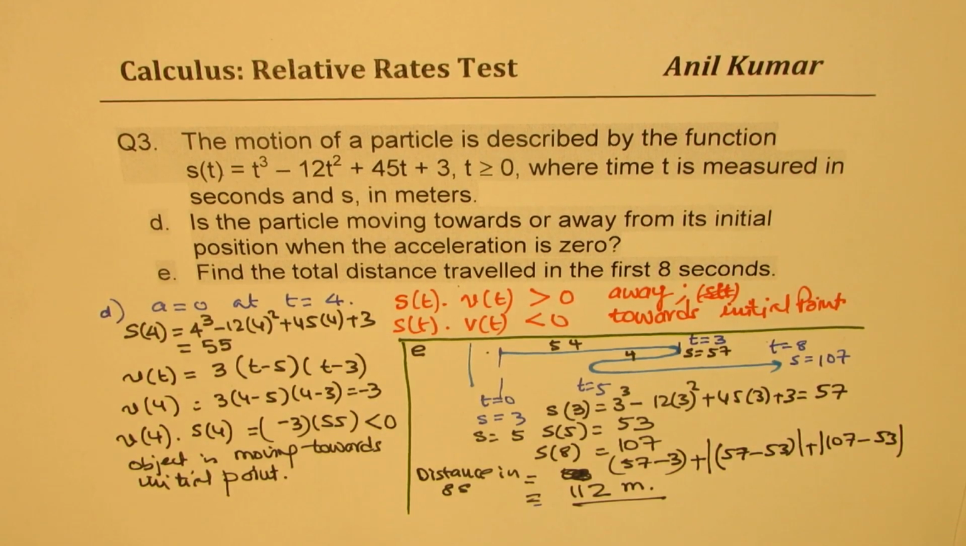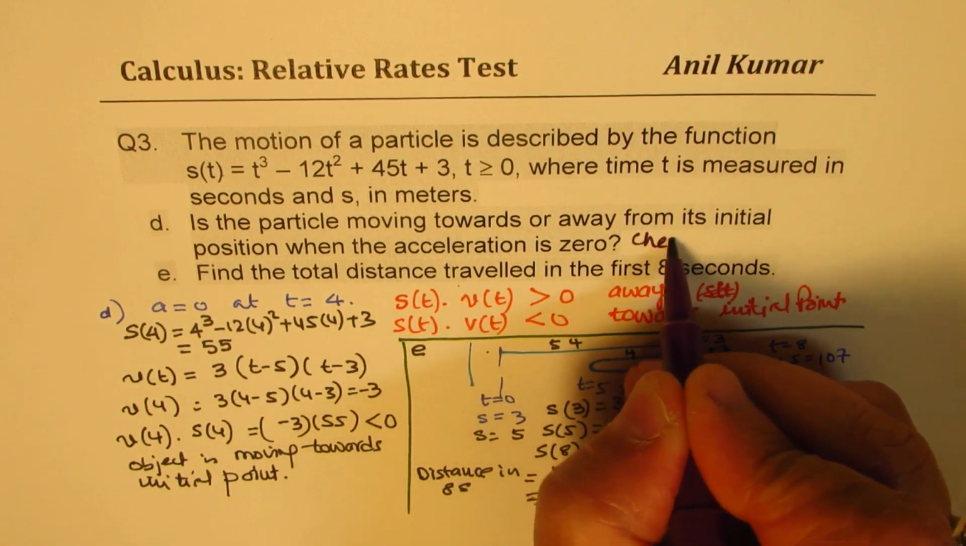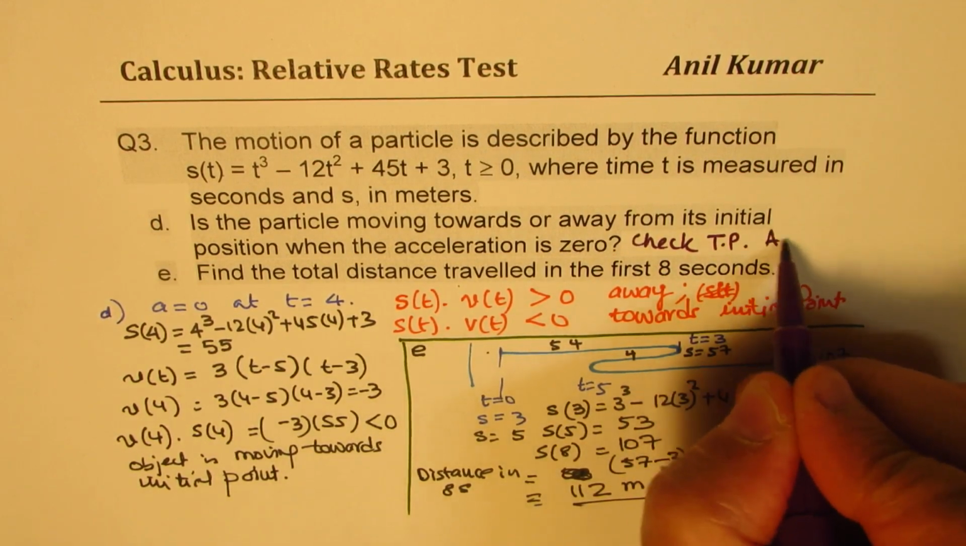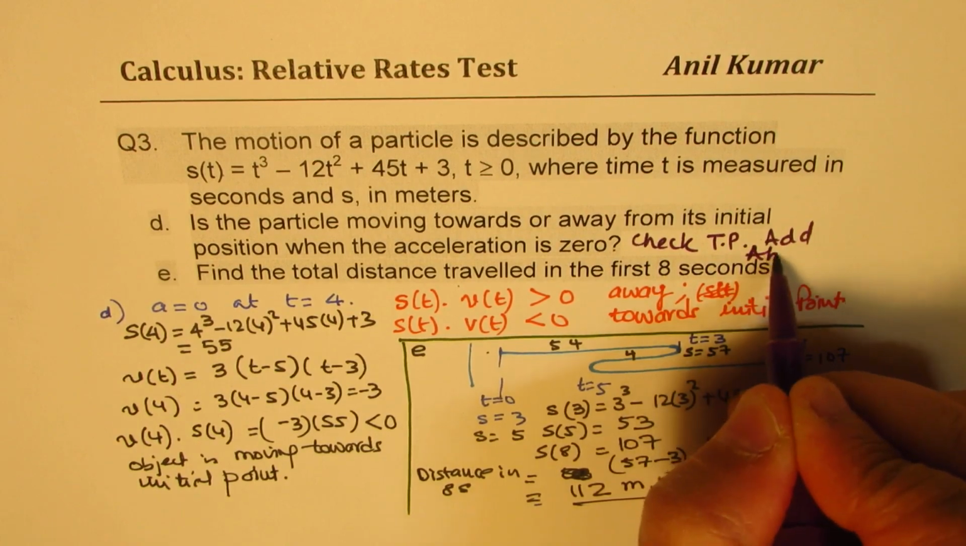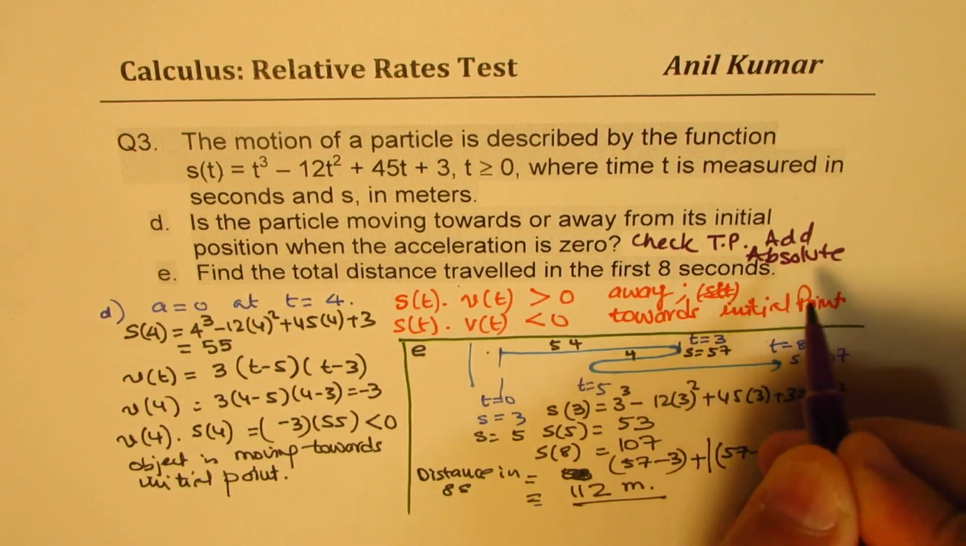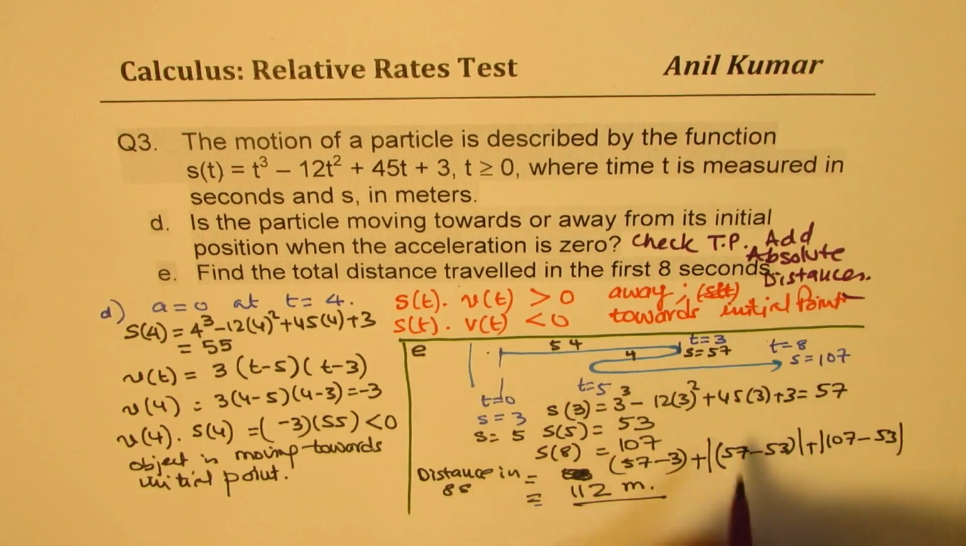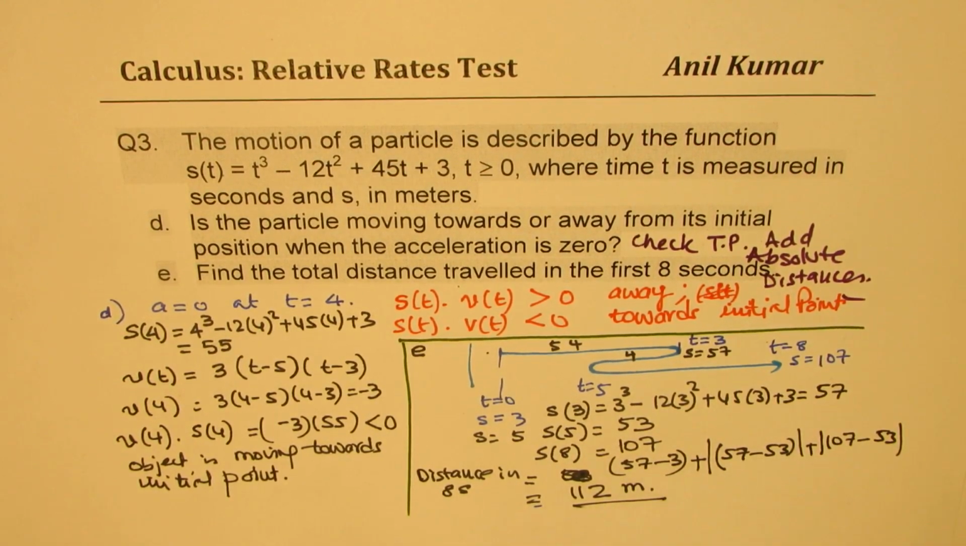So whenever you're trying to find the distance, remember, you need to check turning points and add absolute distances, as we did here. Do you see that? So that is how you actually solve this question.